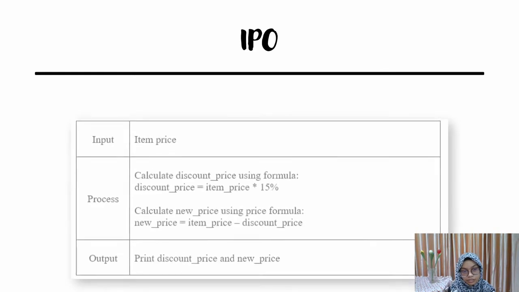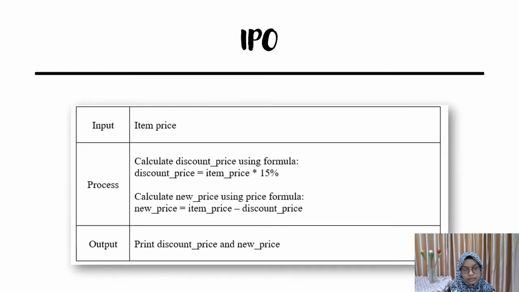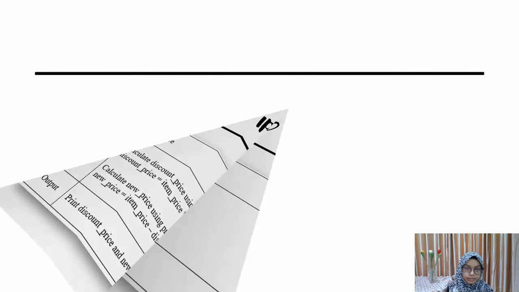For IPO, input the item price. For process, calculate discount price using this formula, and new price using this formula, and the output should be print discount price and new price.